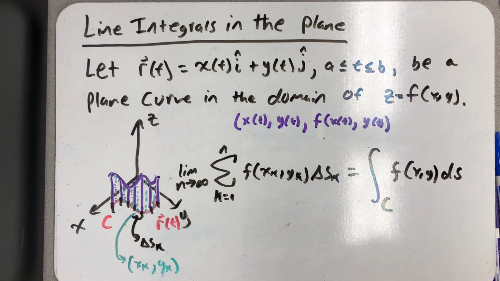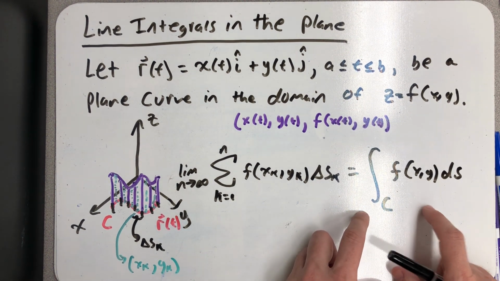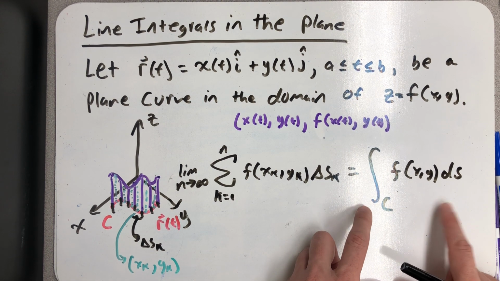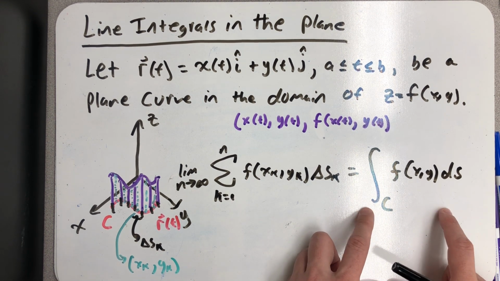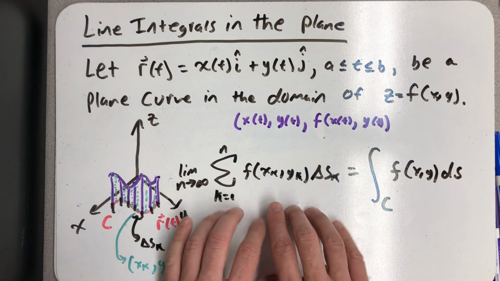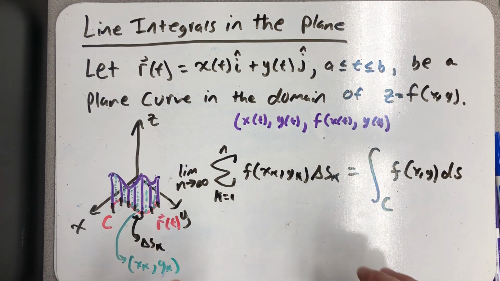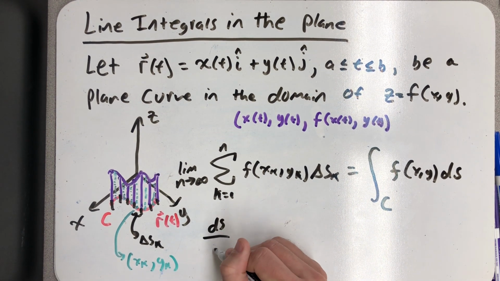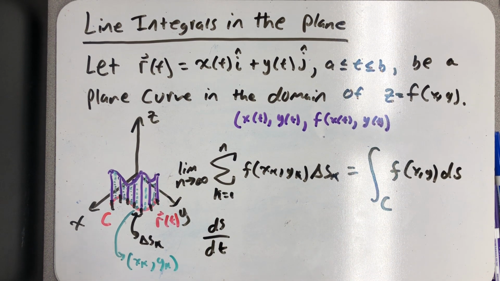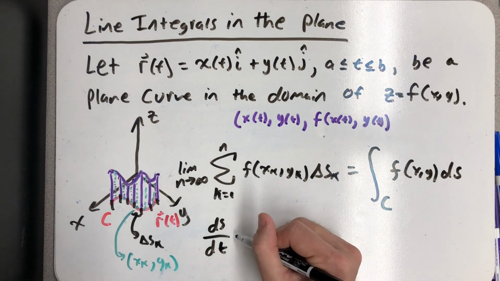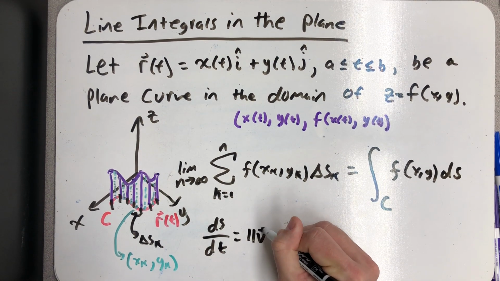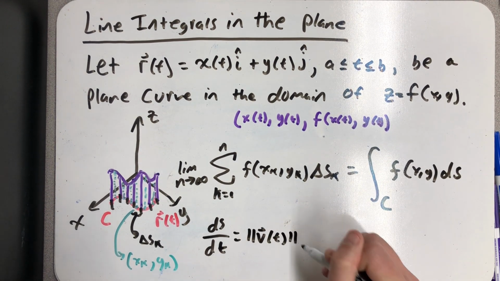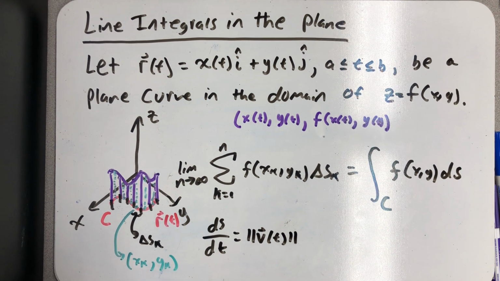This, however, doesn't really make for an evaluation theorem, right? This is a definition, right? And we could probably find the limit of these Riemann sums, but it'd be nice to have an evaluation formula for this. And so one of the things we saw earlier in the course was that the derivative of arc length with respect to t, the parameter, ds dt, was equal to speed, the magnitude of the velocity vector.